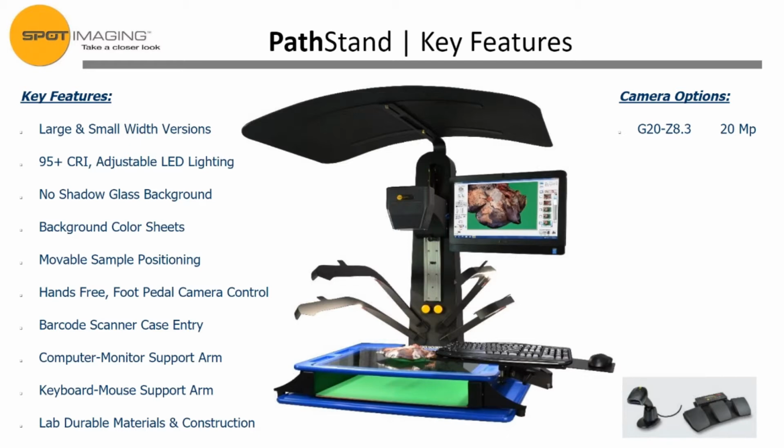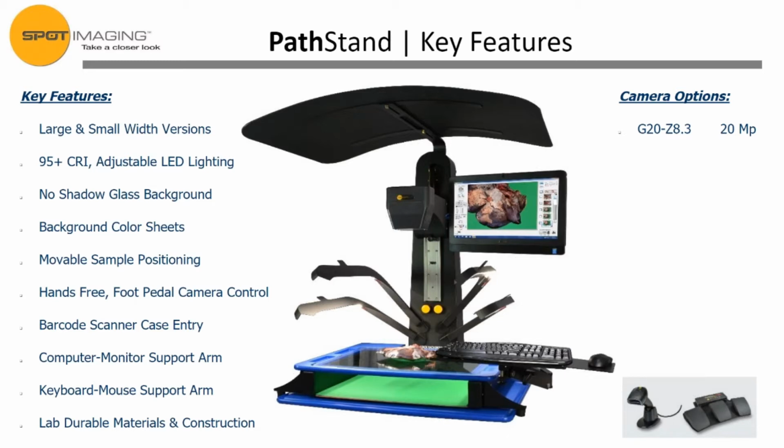It has adjustable arms on the lighting so that you can adjust them to get rid of glare and glints. For the background, we have a glass background system available, and it's a no shadow, so it gets rid of all the shadows behind your specimens, as well as allowing you to switch out the little color sheets underneath your background, so that you can get the best contrast there.